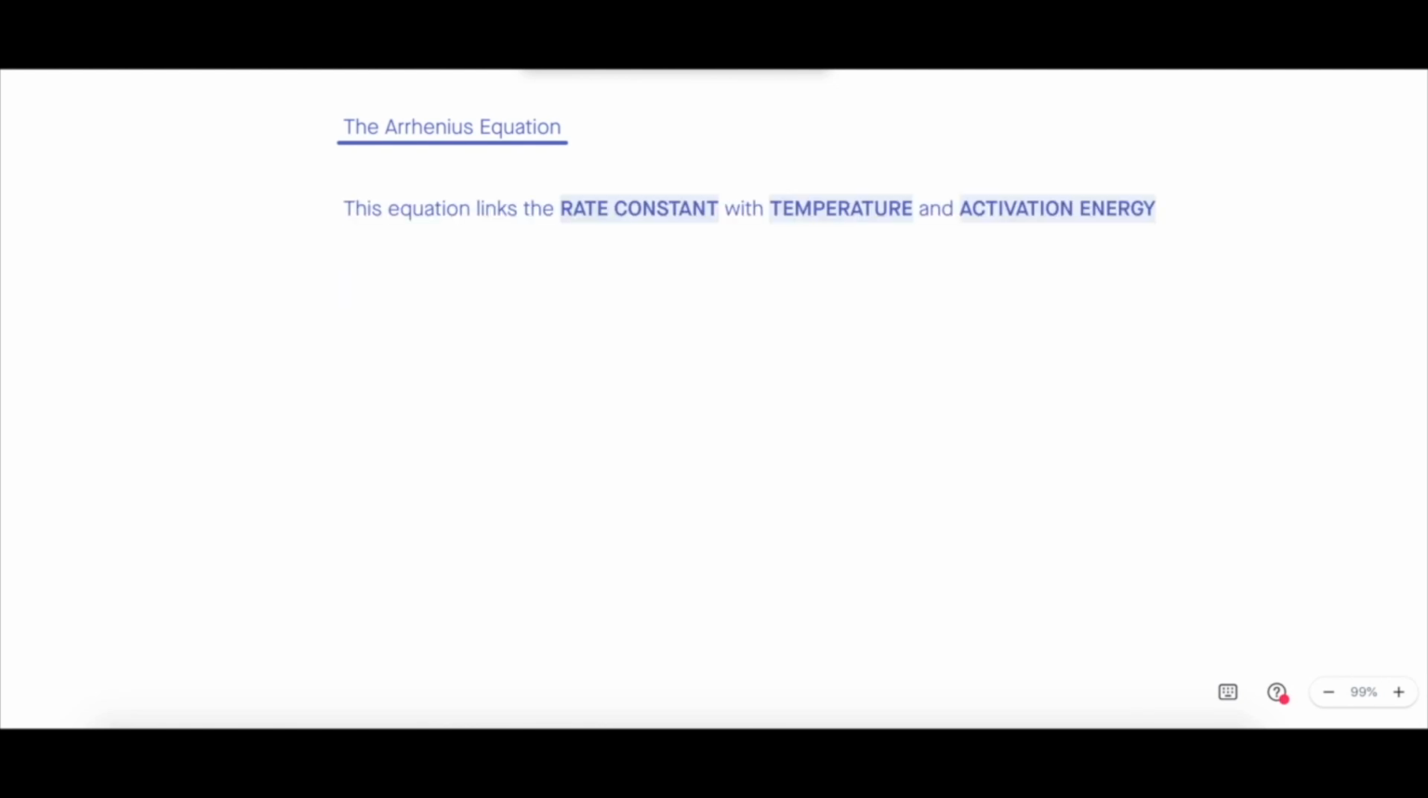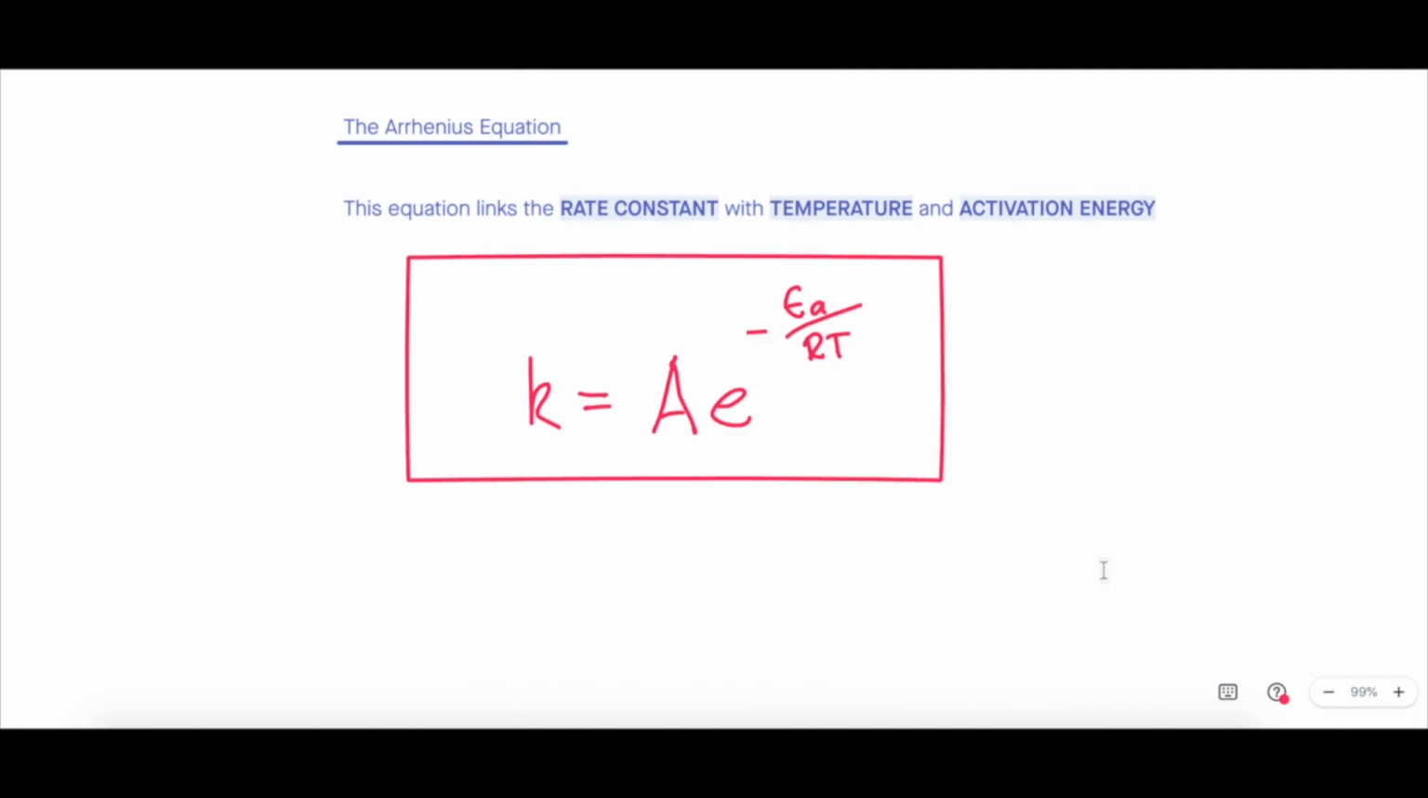We're going to look at how the rate constant is affected by temperature, and that's by using something called the Arrhenius equation. What it does is it links rate constant with temperature and activation energy. And what it looks like is this: k is equal to A e to the power of minus activation energy over RT. So k is the rate constant, and as you know, the units are variable for the rate constant.